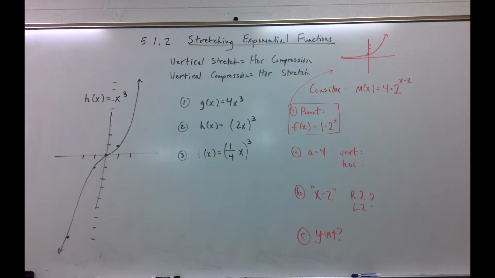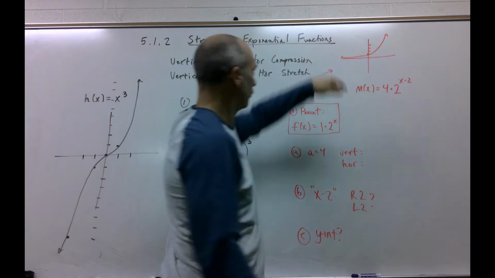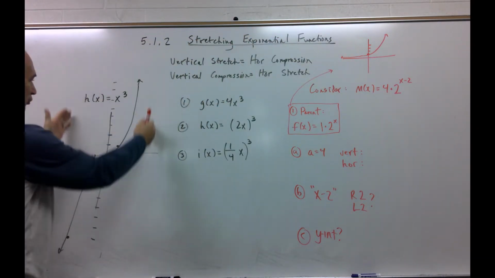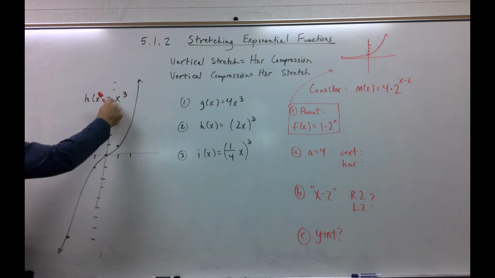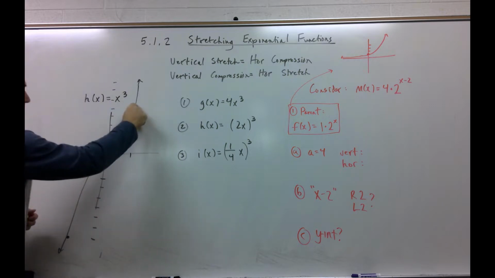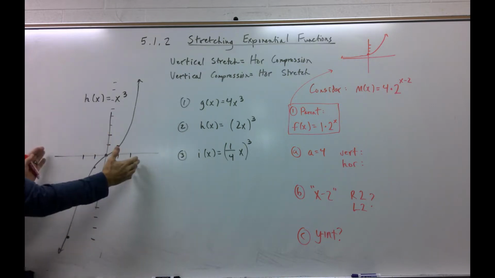Moving along, we're up to 5.1.2, stretching exponential functions. So here we are, back to exponential functions. They start with the function we should be somewhat familiar with, y equals x cubed. That's not a negative, that's just a tick mark going up, so don't be confused. So (0, 0), (1, 1), (-1, -1), (2, 8), (-2, -8). If I just plug things in, there it is.